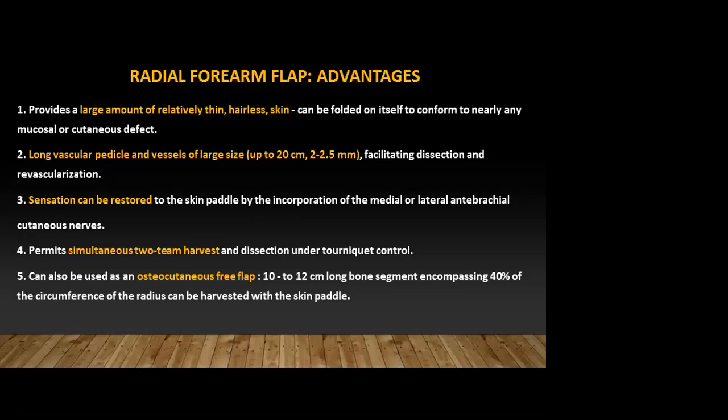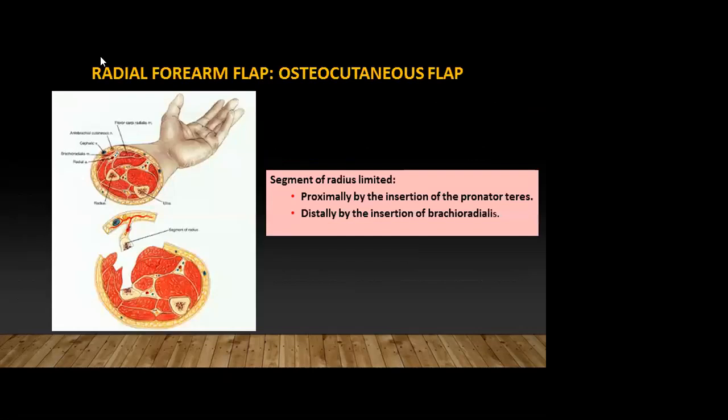So the radial forearm flap can be used as a composite flap also, and we incorporate a vascularized bone, tendon, or a bit of skin nerve also. So this is the osteocutaneous flap where we are taking a 10 to 12 centimeter length of radius and 40% circumference of the radius bone. The segment of radius is limited proximally by the insertion of the pronator teres and distally by the insertion of brachioradialis. So the length we can accommodate in this flap is 10 to 12 centimeter, and the circumference is 40%.